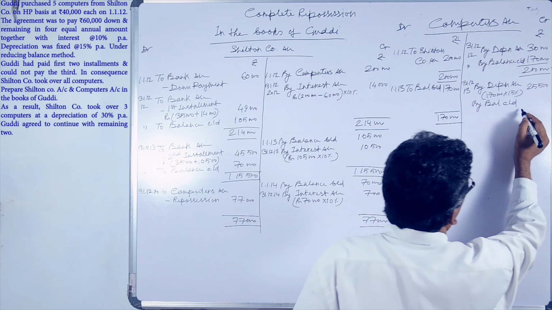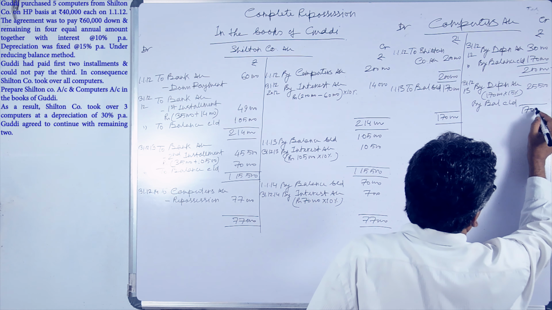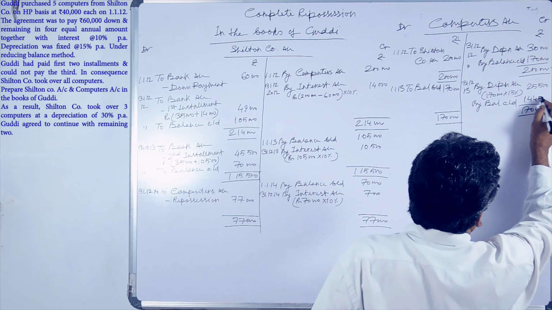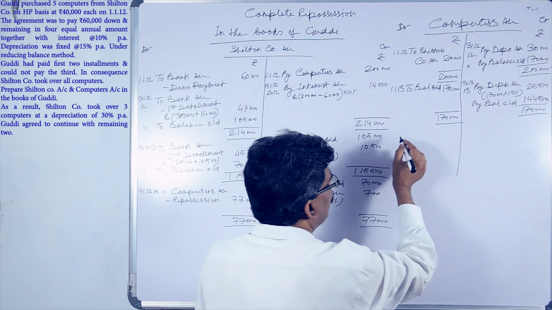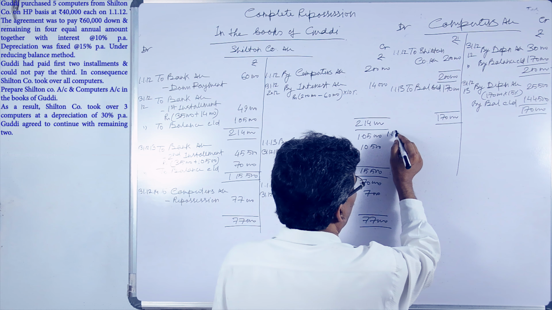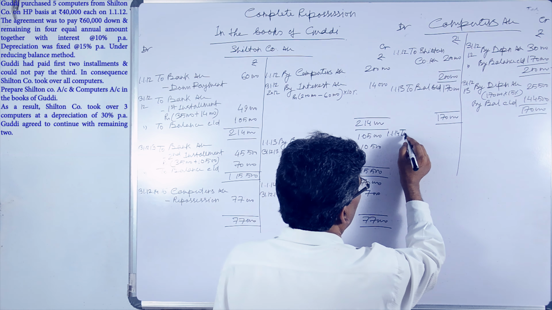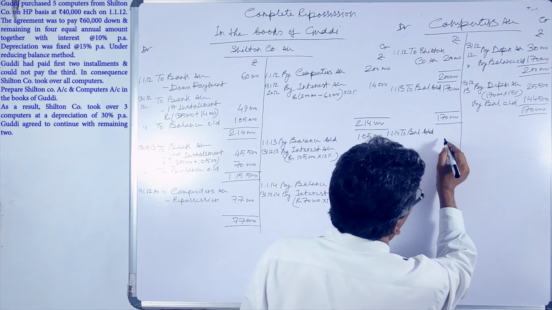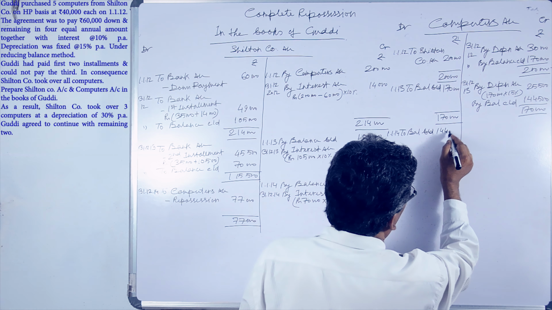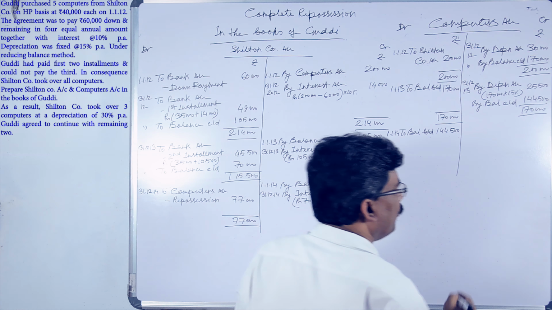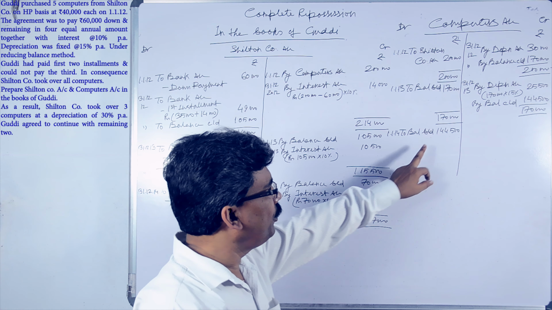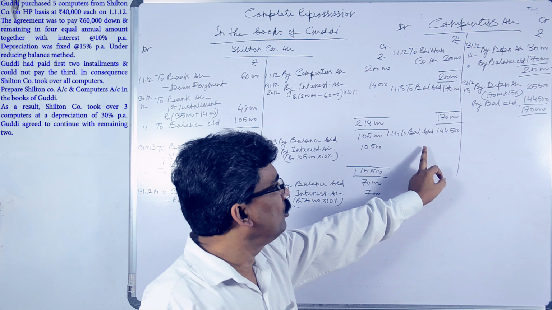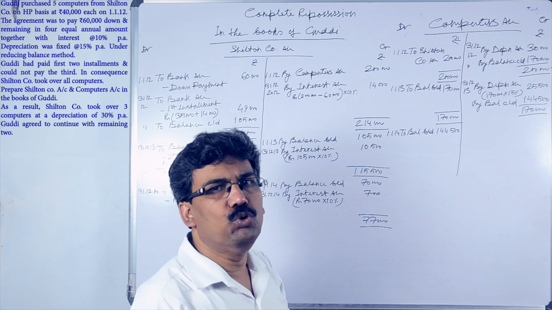1,70,000 is the total and you'll get a balance of 1,44,500. Now on 1/1/14 to balance B/D 1,00,000 44,500. This is a year of repossession, but repossession is made only on the last date. That is why we have to go up to the last date.